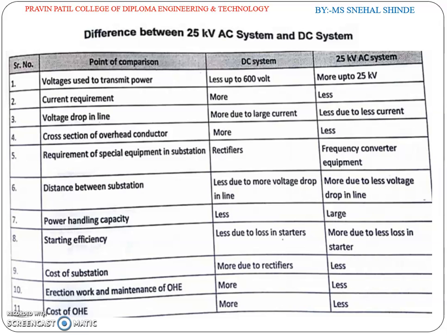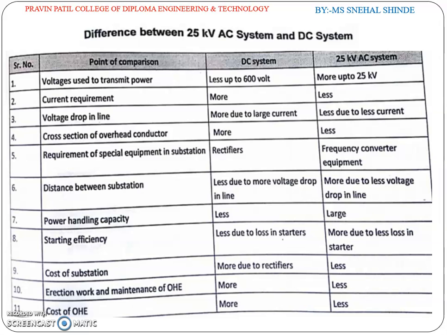Next is the distance between the substations. It is less in DC due to the more voltage drop in the line, and it is more in AC due to the less voltage drop in the line. Power handling capacity is less in DC system and it is large in the AC system. Starting efficiency in DC system is less due to loss in the starters, and in 25 kV AC system it is more due to less loss in the starter.